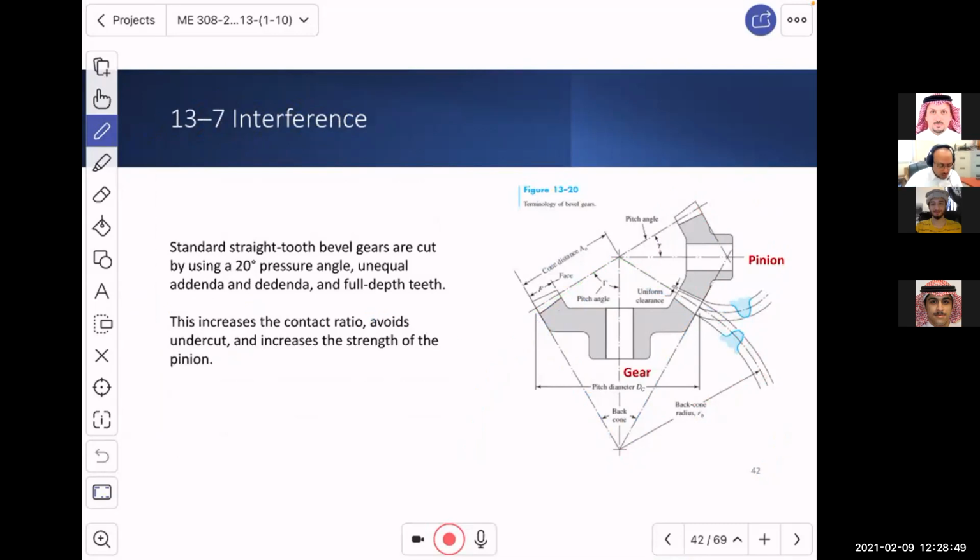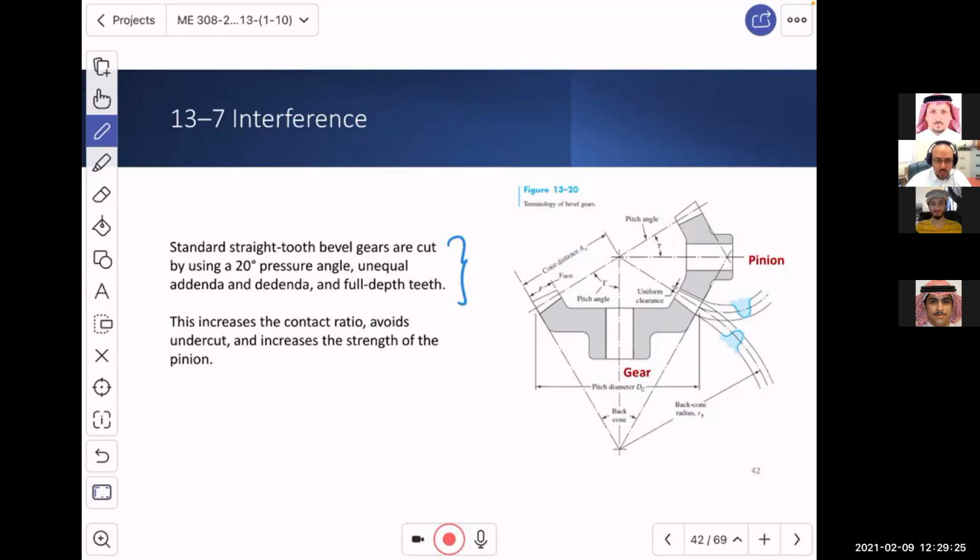It says that as a standard, straight tooth bevel gears are usually cut with a 20 degree pressure angle. So the pressure angle is again 20, with unequal addenda and dedenda. These are the plurals of addendum and dedendum, with full depth teeth. And you know, it is not stub teeth, it's full depth. Why is that? It says that these are going to help increase the contact ratio, okay?